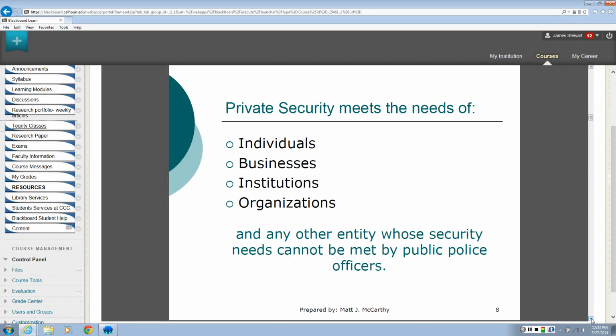So private security meets the needs of individuals, businesses, institutions, and organizations, and any other entity whose security needs cannot be met by public police officers. I already stated that, but I think it's just important that you understand that security fills that void, because publicly paid police officers are not going to be able to do privately paid things legally.